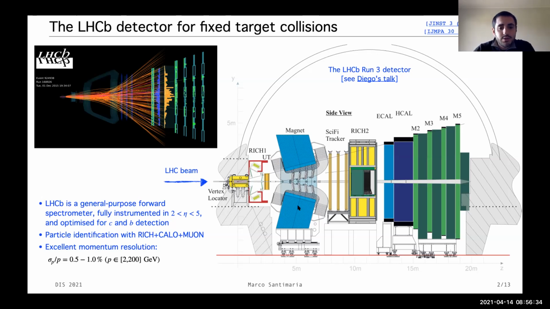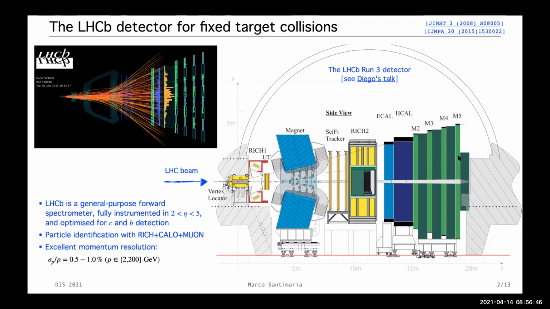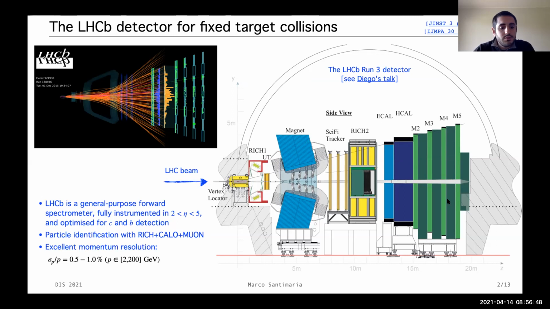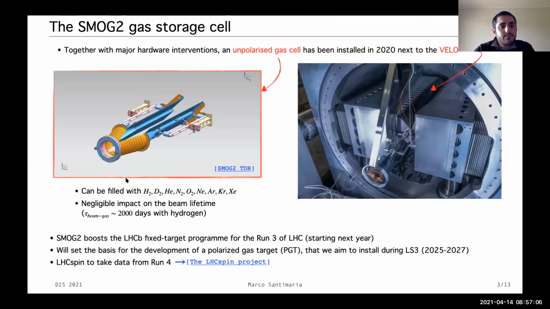I just want to mention that we have excellent particle identification capabilities, which we get with the 2 Cherenkov detectors, RICH 1 and RICH 2, and then the calorimeters and a series of muon stations, which are these ones in green. Thanks to our tracking system, which starts from the vertex locator here, and a series of tracking stations, 2 before the magnet and 3 after, we have an excellent momentum resolution, which is below 1% over the full momentum spectrum.